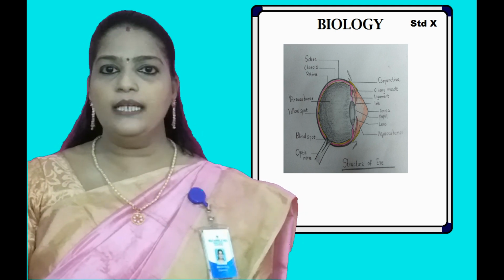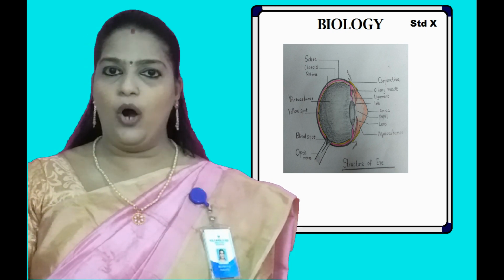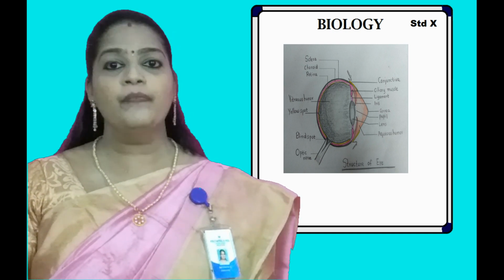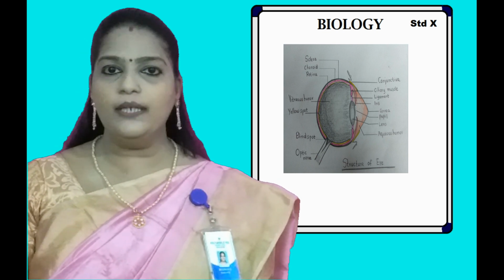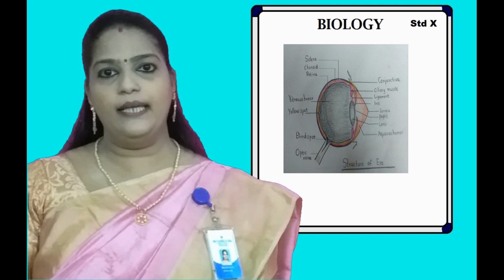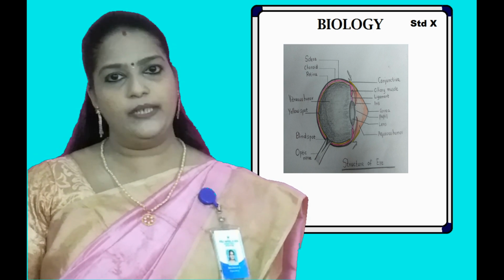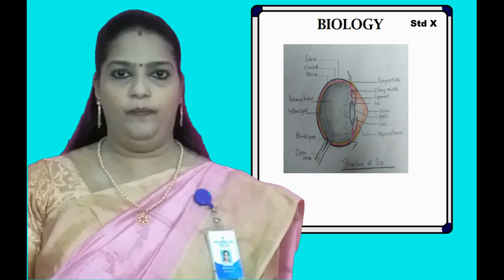Then the next part is the chambers. Two chambers are there. Anterior, a small chamber called the aqueous chamber, and posterior, a large chamber called the vitreous chamber. Then two types of fluids are there. In the aqueous chamber, aqueous humor, and in the vitreous chamber, vitreous humor.